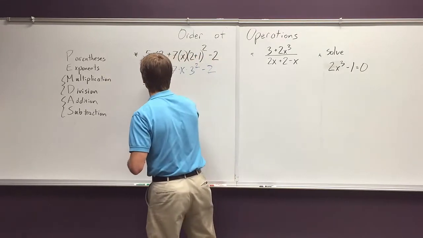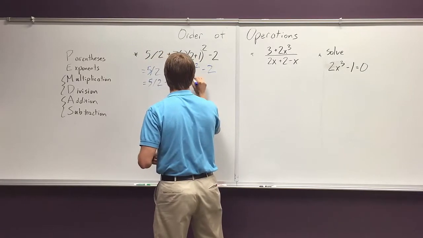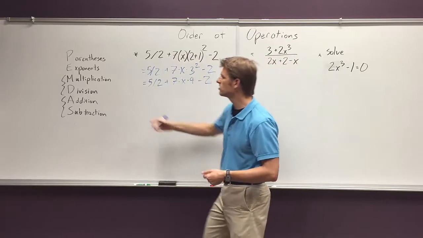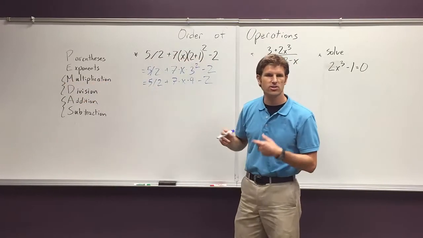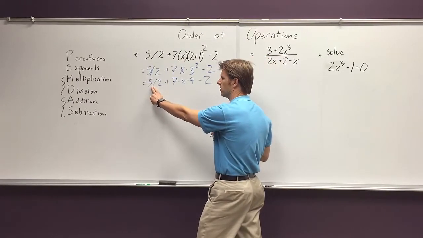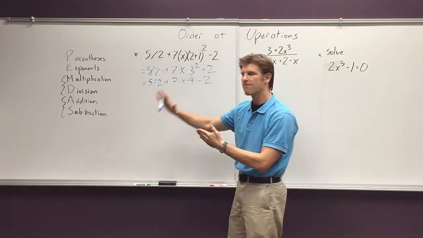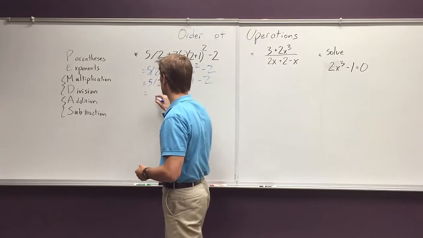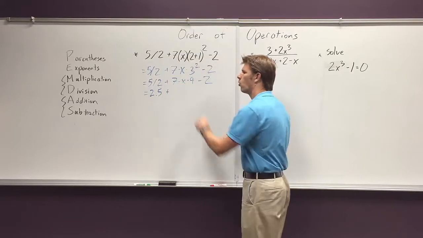So what I have here is 5 divided by 2 plus 7 times x times 9 minus 2. Now what happens is I do multiplication and division together, left to right across. So technically speaking, the first operation that happens is this division. I know multiplication comes first in a little acronym, but left to right, we do these two together. Okay, so what is 5/2? Well, that's 2.5, right?